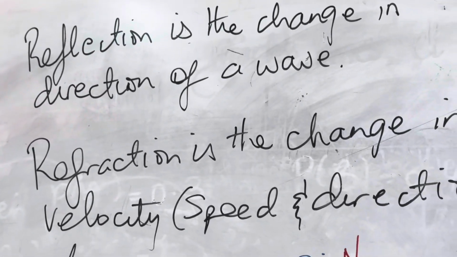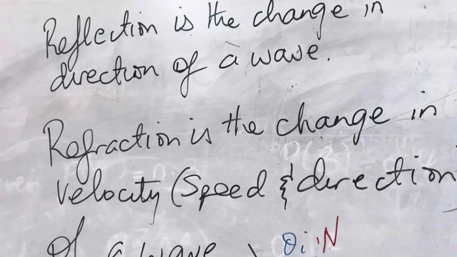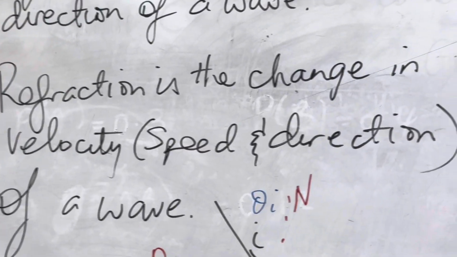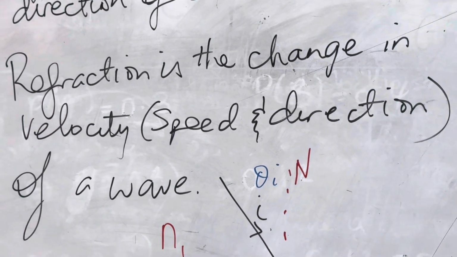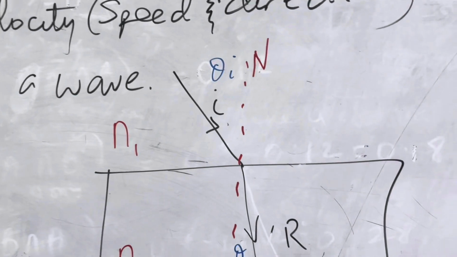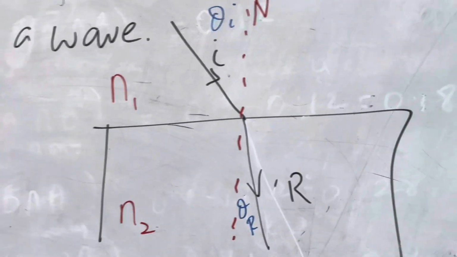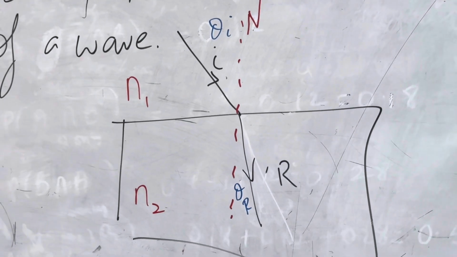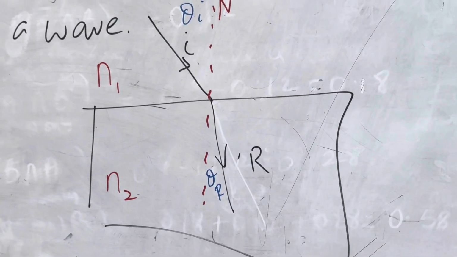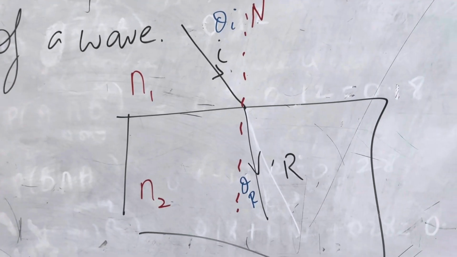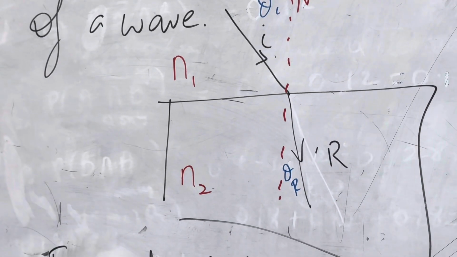Let's look at the definitions. Reflection is the change in direction of a wave. Refraction is the change in velocity, which is speed and direction, of a wave. So we could see here a light is moving from air to glass, right? I have a demonstration for this, but I didn't bring it.